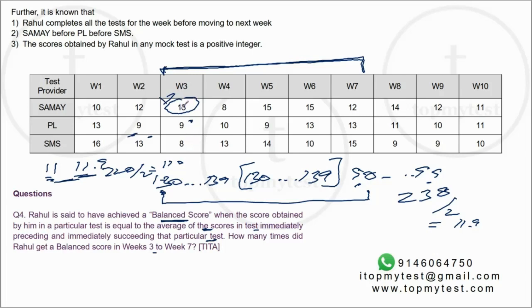8 and 13. Can the average come to 9? 8 and 13 is 10.5. So the minimum average itself is 10.5. It cannot be 9. 9 and 8. Can it come out to somewhere in the 8 range? 9 plus 8 is 17. 17 divided by 2 is 8.5. It can be in this range. So this is one case. Now let's try the next one. 8 and 10. Can it result in an average of 8? No. 18, the minimum itself is 9. So out.